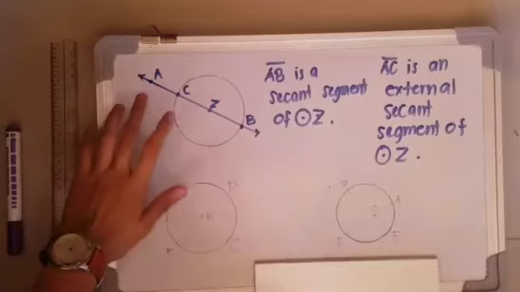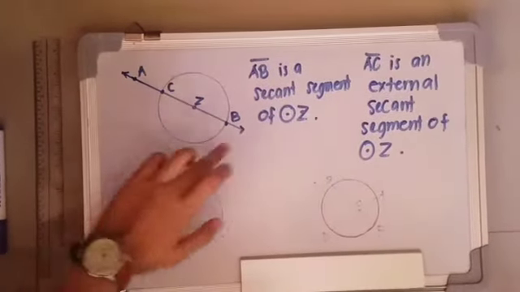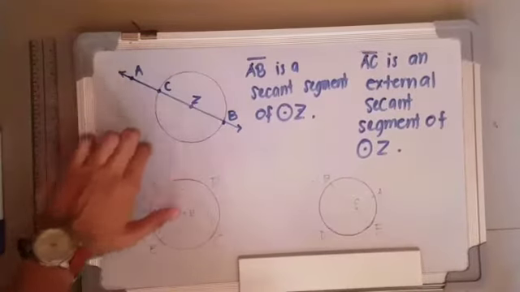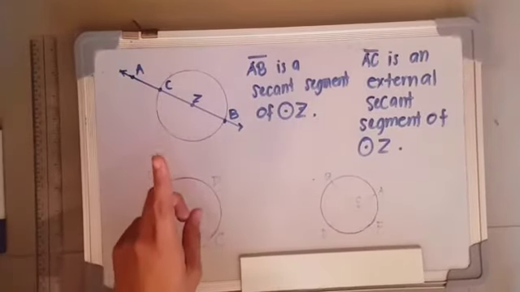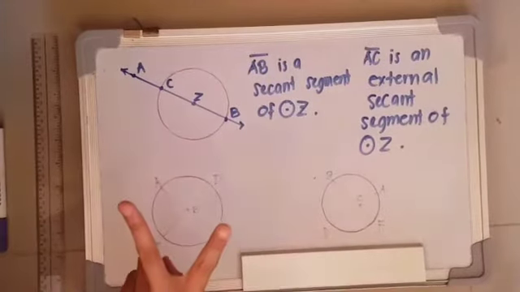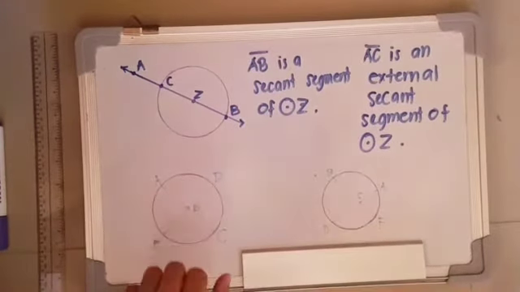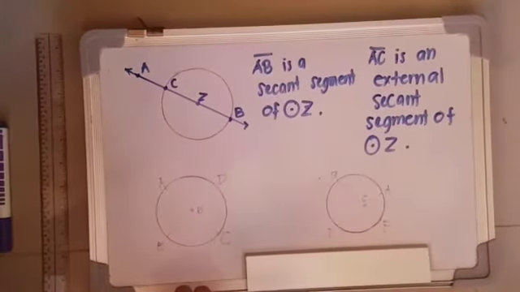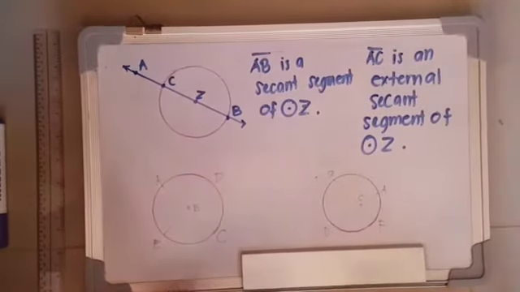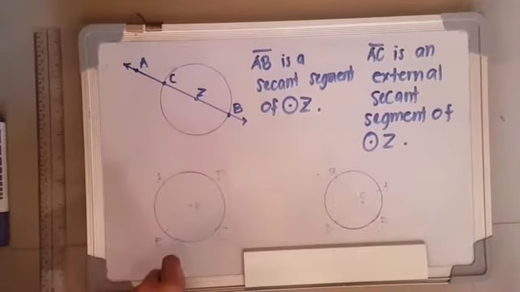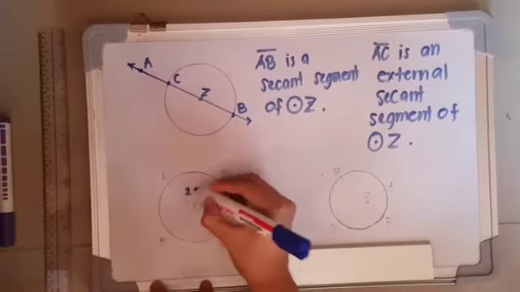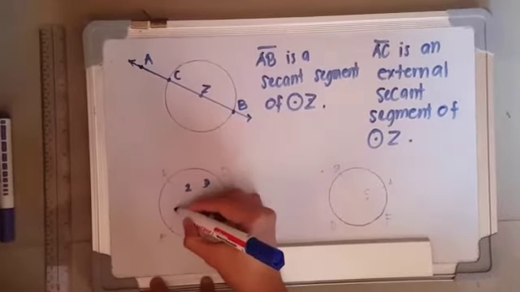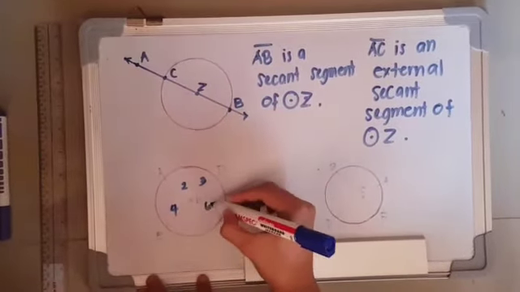I'm going to explain to you the properties in this figure. So, line segment AB is a secant segment of circle Z, while line segment AC is an external secant segment of circle Z. Now, the first theorem states that if two chords intersect in a circle, then the product of the lengths of the segments on one chord is equal to the product of the lengths of the segments of the other chord. Now, this is 2, this is 3, this is 4, and this is 6.